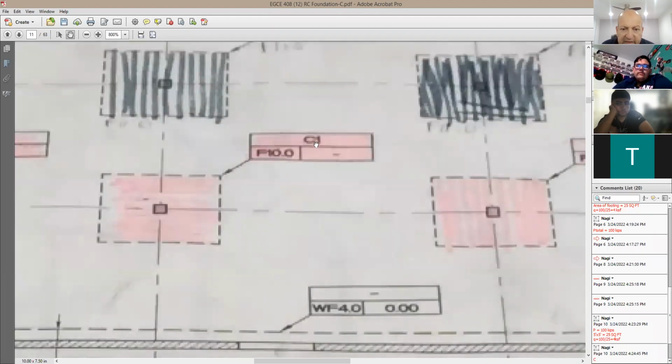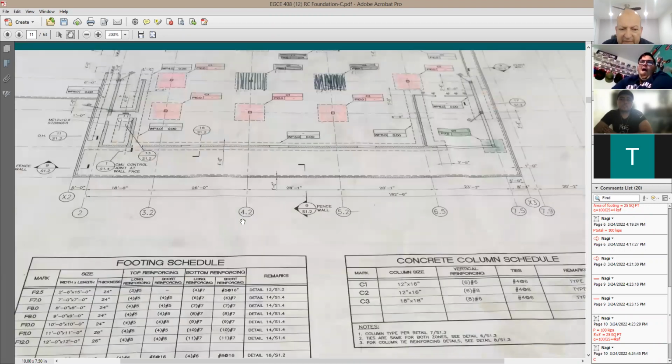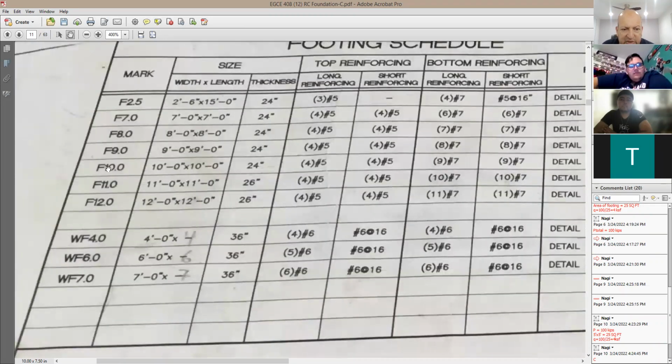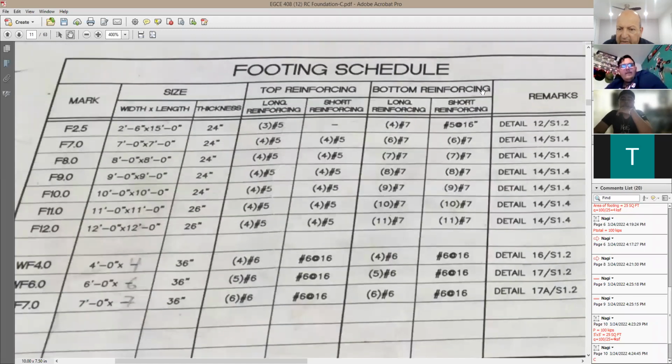As you see here, it says C1 and then F10. What is C1? C1 is going to be the mark for column 1. This is going to be F10. Usually when we call it F10, it means that the footing size is going to be 10 feet by 10 feet. And you can see it here. Look at this. F10 is what? 10 feet by 10 feet. And look at the thickness, 24 inch. And it has some reinforcing in both directions. Number 7 at the bottom. If you look here, it says bottom reinforcing, number 7, number 7.